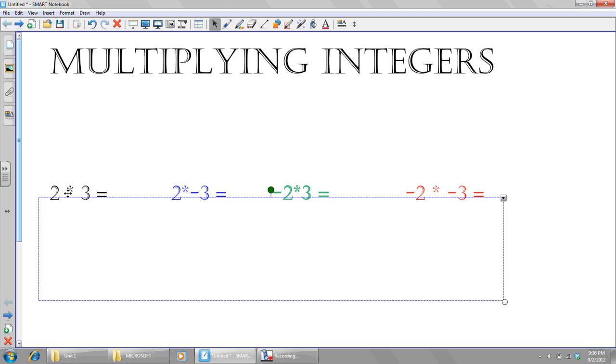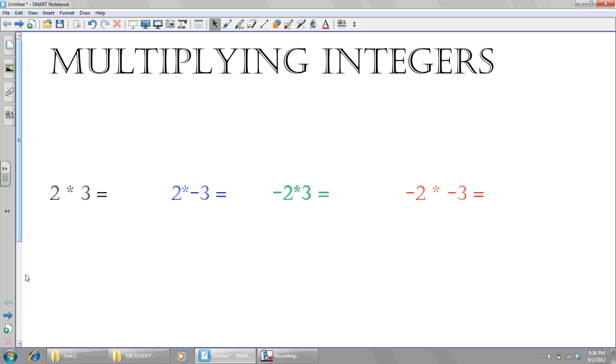2 times 3. What does it mean? Now, a lot of you say, well, it means to multiply 2 and 3. That's not what I asked. When you're looking at a multiplication problem, you should think of the word group. Multiplication is all about grouping. This problem right here, and you'll have to pardon my writing, I'm writing with the mouse, so it may not be the smoothest writing you've ever seen.